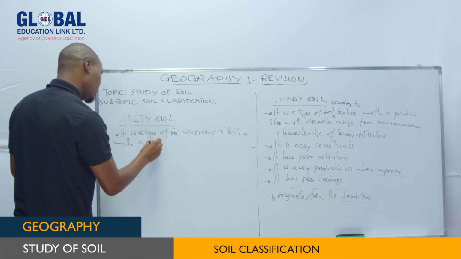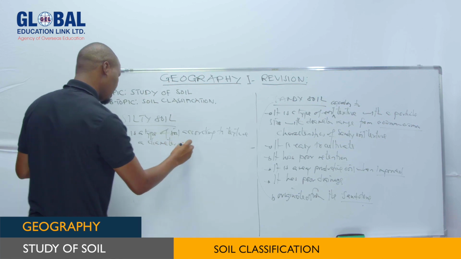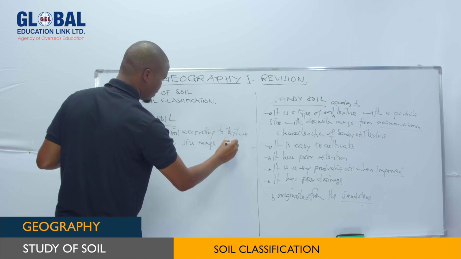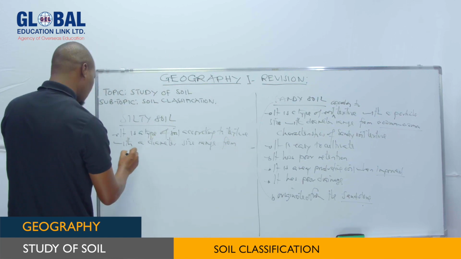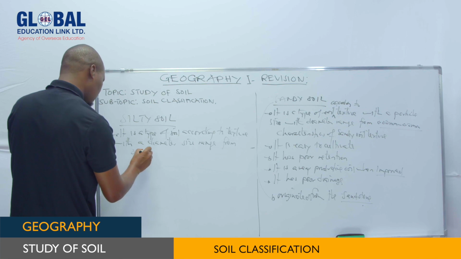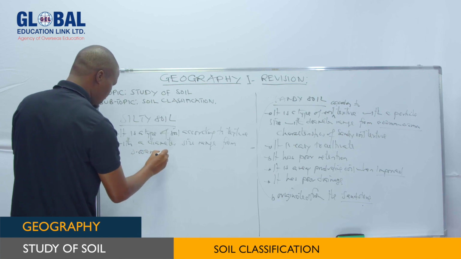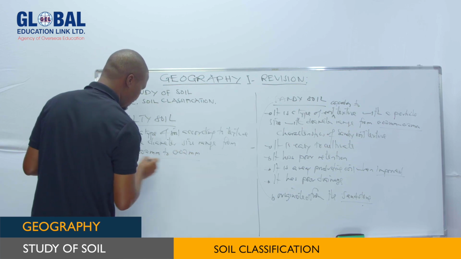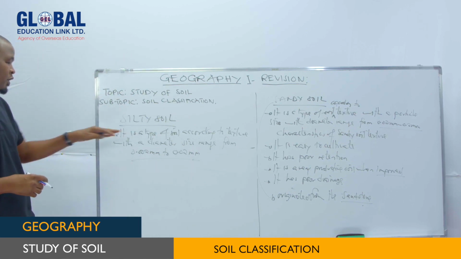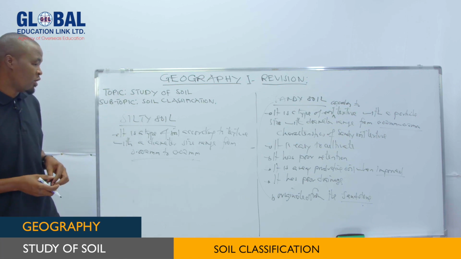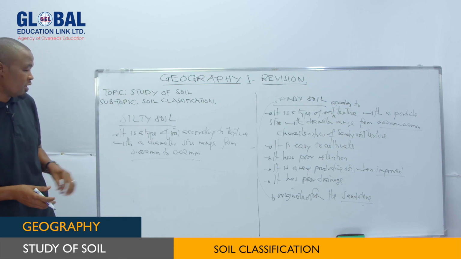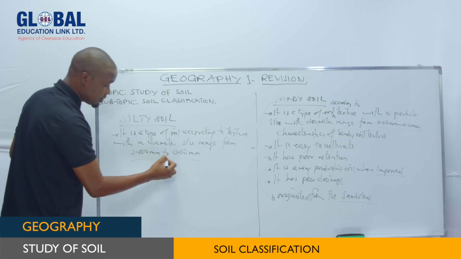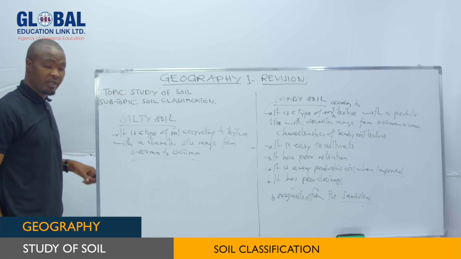With a diameter size range from 0.002 millimeter to 0.02 millimeter. This type of soil, we call it the silt soil. It is a type of soil according to texture with a diameter size of its particle range from 0.002 millimeter to 0.02 millimeter.